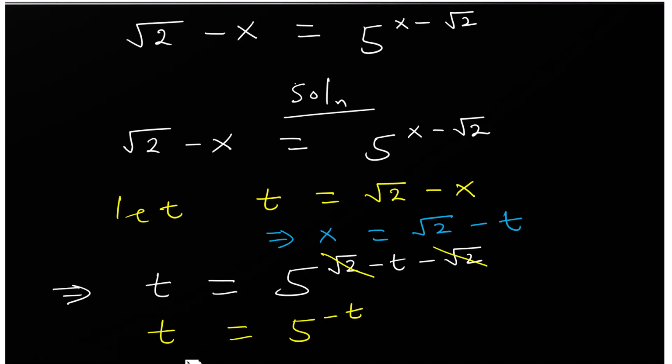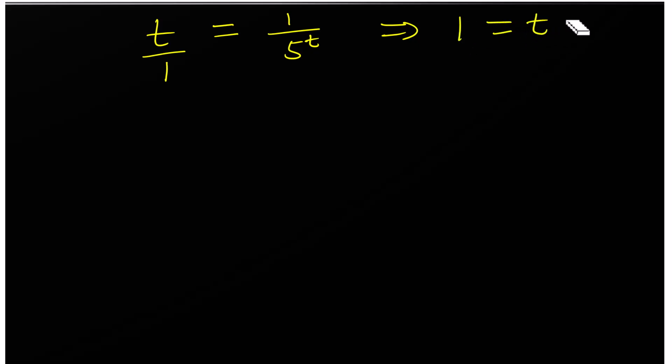Okay, so t equals 5 to the power minus t, the same as 1 over 5 to the power t. So we can make this side over 1 and do cross multiplication. That will be 1 equals t times 5 to the power t. As simple as that. So t times 5 to the power t.